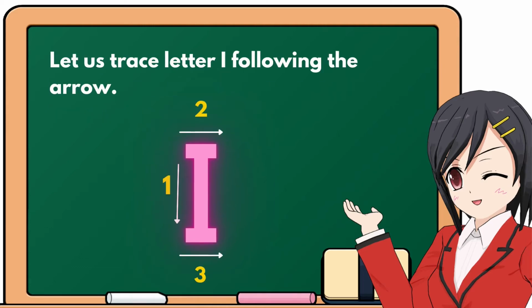Okay, children, let us now trace letter I following the arrows. One line going down, one line going to the right, another line going to the right. Again, 1, 2, 3. That's letter I.